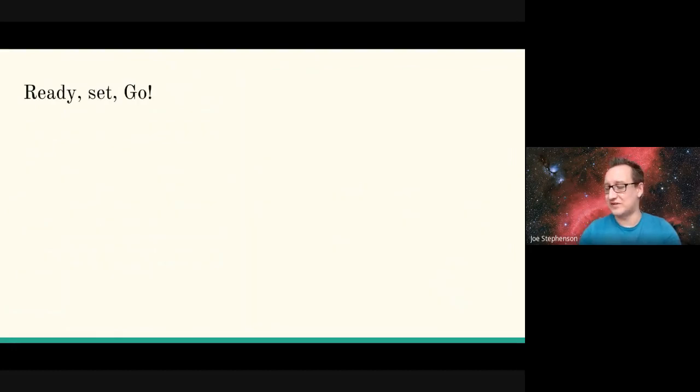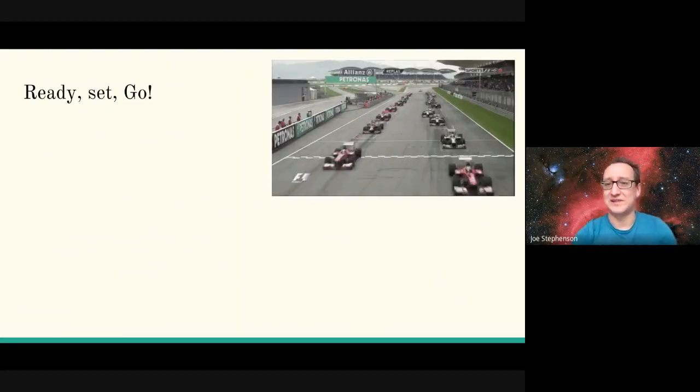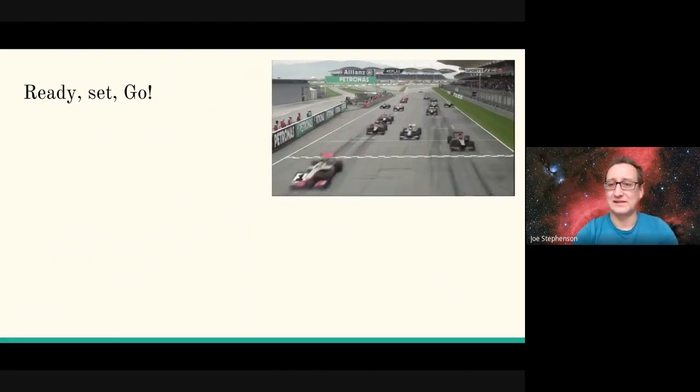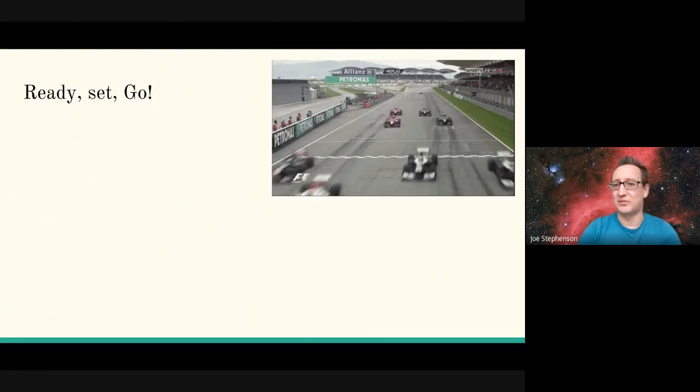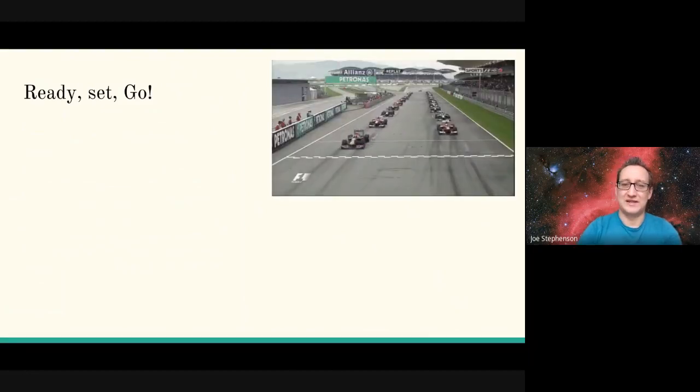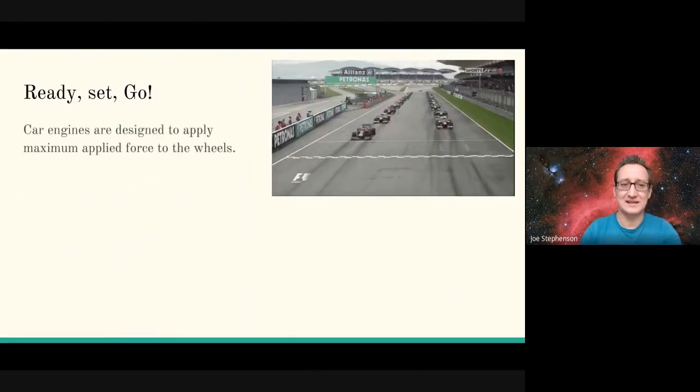Okay, so at this point we're going to move into the world of Formula One, and rather than moving upwards and downwards, we're going to start to move backwards and forwards. In this section we're looking at the applied forces in a Formula One car. What's doing that is an engine, an engine that runs on some kind of fuel, probably petrol-based, that drives a set of wheels that spin, and there's an applied force. That's key. Car engines are designed to apply maximum applied force to the wheels.